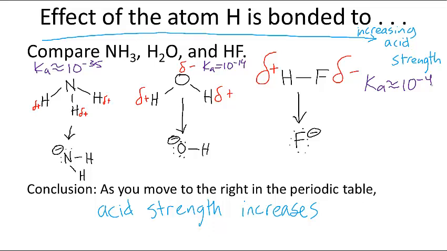So if I asked you to compare H2S to HCl, which one would you expect to be a stronger acid? HCl, because Cl is further to the right in the periodic table.